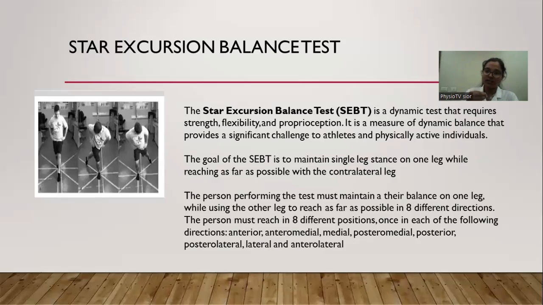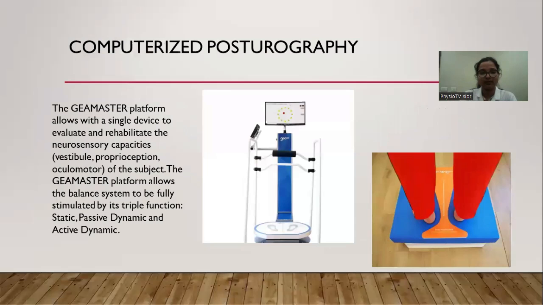So this was assessing 8 different directions. We started with the functional reach, which assessed only one direction, then 4 directions. The Y balance test assessed 3 directions, but with the lower extremity. And this star excursion balance test assesses 8 different directions. This is also one of the measures assessed for the athletic population as well.